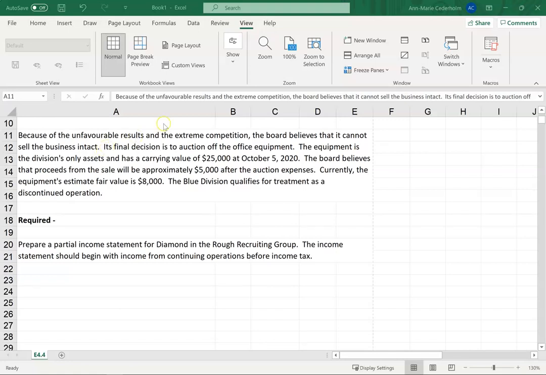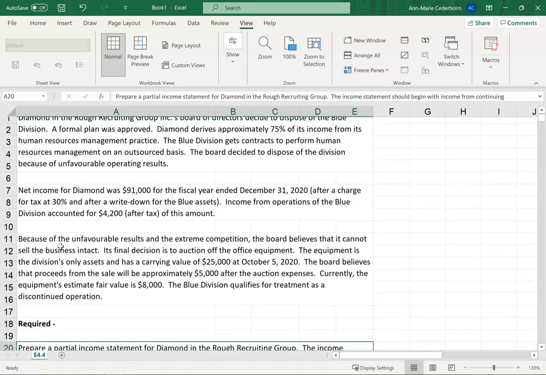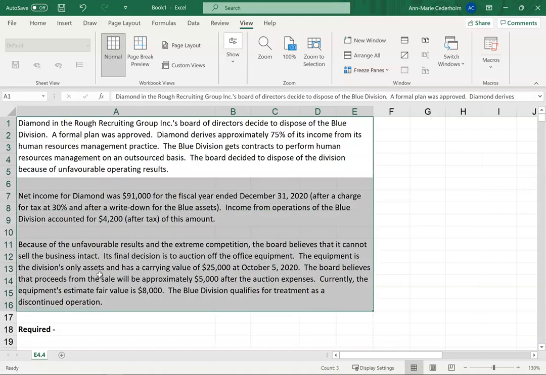In exercise 4-4, we're going to put together the bottom part of the income statement for Diamond in the Rough recruiting group. So we'll be focusing on how to do the disclosure for the discontinued operations. So I'll give you an opportunity to read through this problem. Just put me on pause, and once you're finished reading it, then we can work through the problem together.